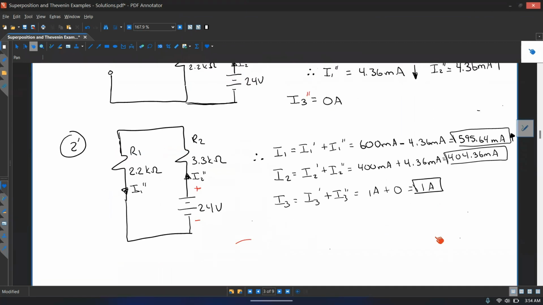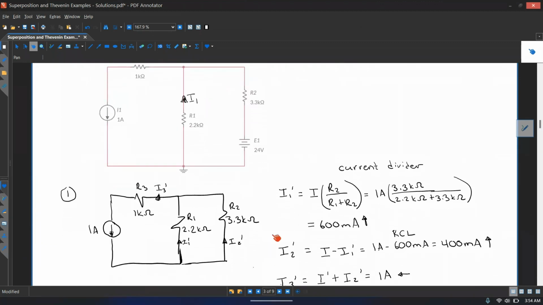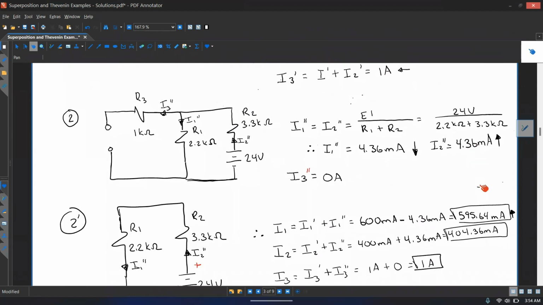And I didn't do it on this one, but to calculate the voltage, all you do is a simple Ohm's law because you know the current, you know the resistance. And so just do Ohm's law and you determine the voltage across each resistor.